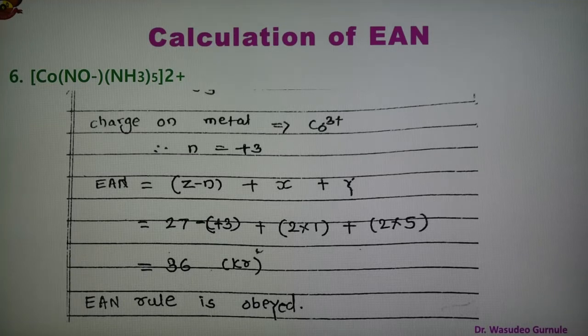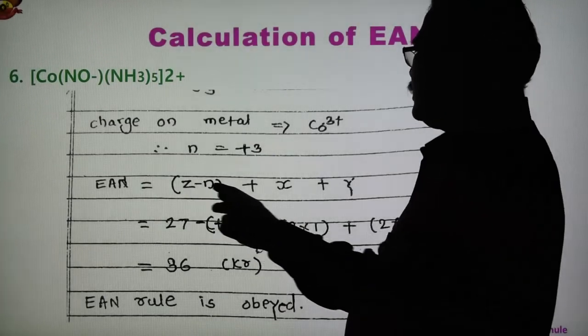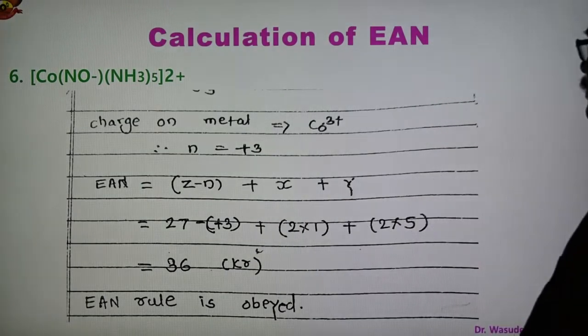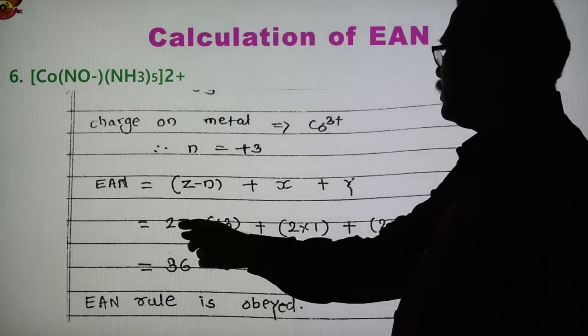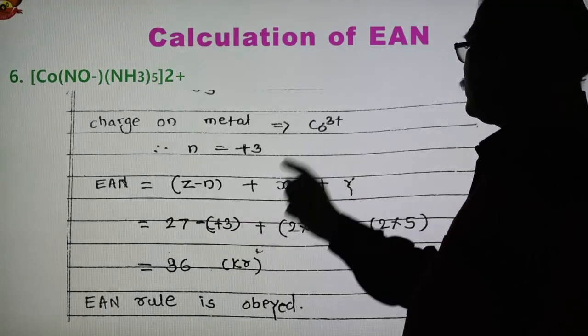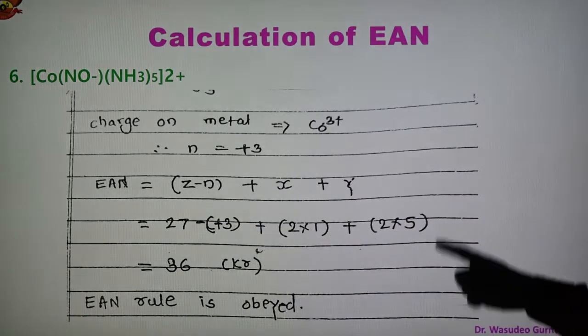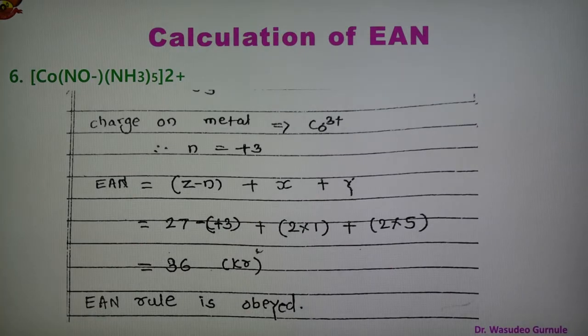The EAN value can be calculated, and the formula is given here. EAN equals Z minus n plus 2x plus 2y. The atomic number of cobalt is 27, the n value is plus 3, and 2 into 1, where 1 is NO, and 2 into 5, where 5 are the ammonia. So again the addition gives the value 36. It is the atomic number of the next inert gas, krypton, and therefore this metal nitrosyl also obeys the EAN rule.